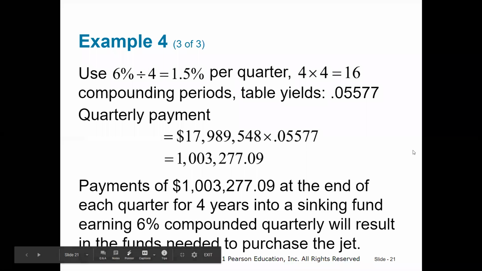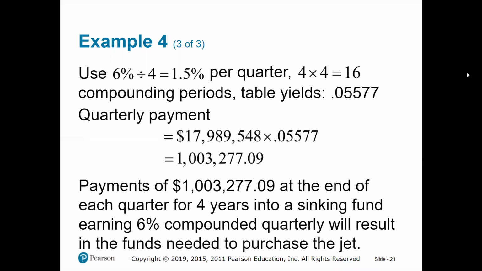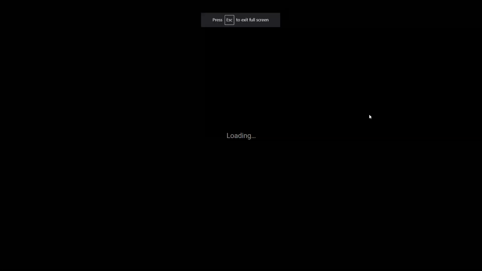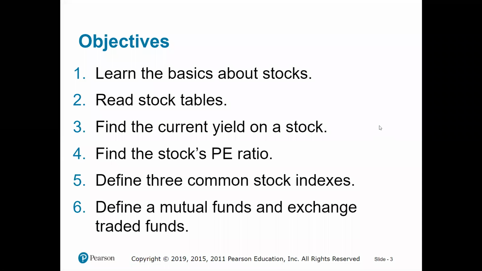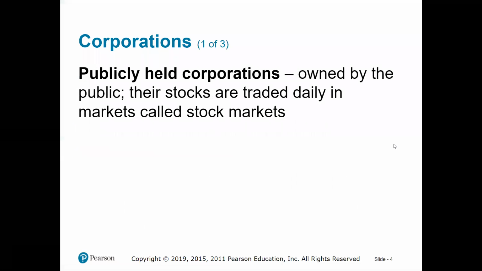This is the last slide on 11.3. We are going to move on to 11.4. Okay, stocks and annual mutual funds. Learn the basics about stocks, read stock tables, find the current yield on a stock, find the stock's PE ratio, define 3 common stock indexes, and define a mutual funds and exchange traded funds.